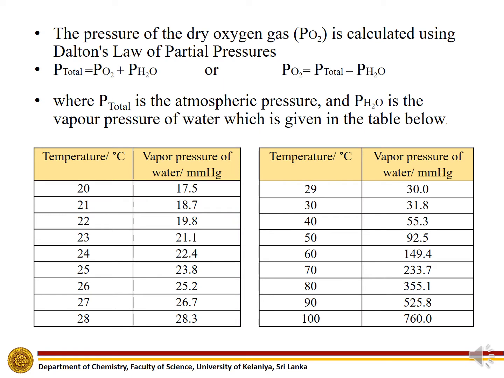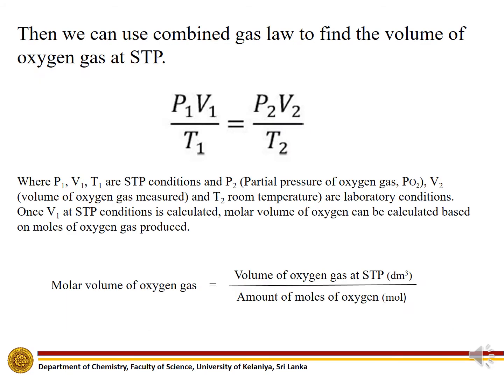The pressure of the dry oxygen gas is calculated using Dalton's law of partial pressures. Then we can use combined gas law to find the volume of oxygen gas at standard temperature and pressure. Once volume of oxygen at standard temperature and pressure is calculated, molar volume of oxygen can be calculated based on moles of oxygen gas produced.